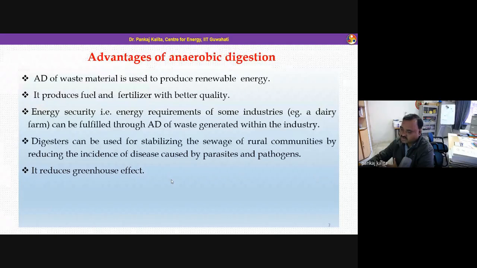It reduces the greenhouse effect because we are using it for power generation. Then the intensity of the greenhouse potential decreases significantly. It reduces landfills.